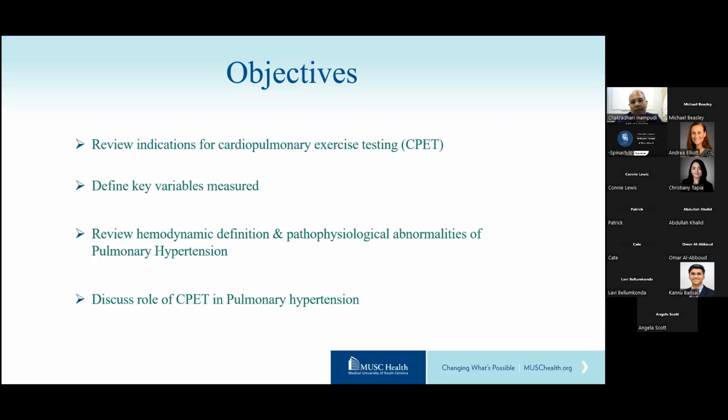From an objective standpoint, we'll review the indications of cardiopulmonary exercise stress test. We'll define some of the key variables that are measured. We'll review the hemodynamic definition and the pathophysiological abnormalities of pulmonary hypertension, and we'll discuss the role of CPET in pulmonary hypertension.